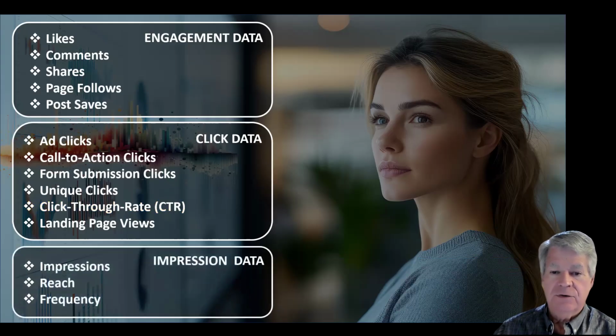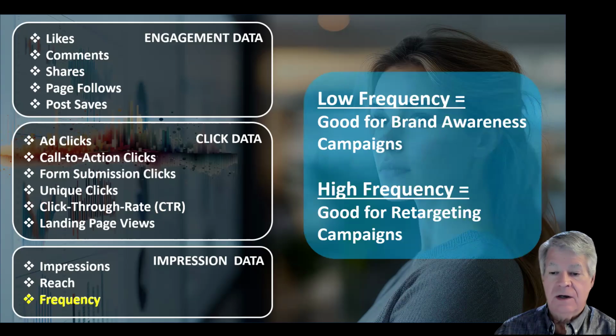Impression data includes impressions, which is the total number of times users see your ads. Reach is the total number of unique users who see your ad. And frequency is the total number of impressions divided by the reach, which tells you the average number of times your ad was seen. Low frequency is better for brand awareness campaigns, and high frequency is better for retargeting campaigns. Frequency is the average number of times an ad is seen by each unique viewer.